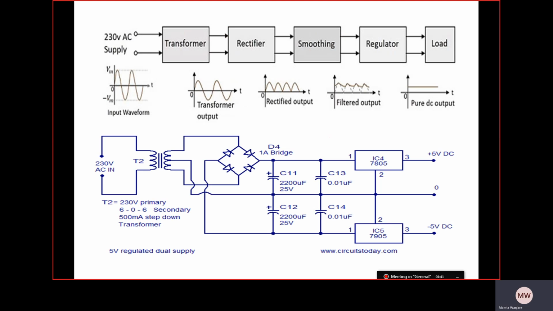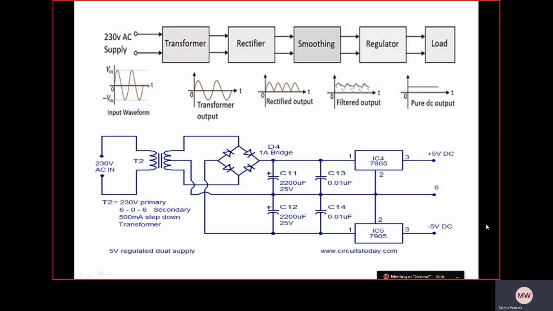Let us see first the basic block diagram of linear regulated power supply. In that, the input voltage of 230 volt AC is given to the transformer, that is the first block. Output of the transformer is given to the rectifier circuit. Rectified output is given to the filter circuit, that is the next block, and output of the filter circuit is given to the regulator, that is a voltage regulator, and output of the voltage regulator is given to the load.